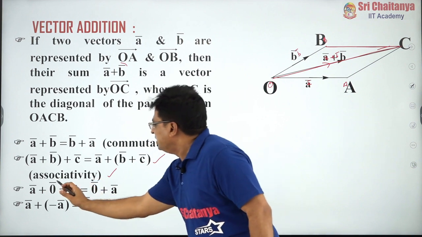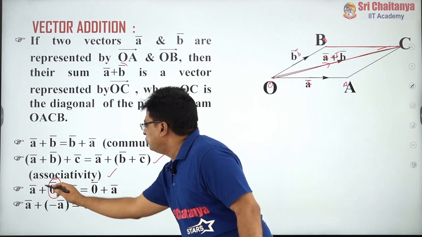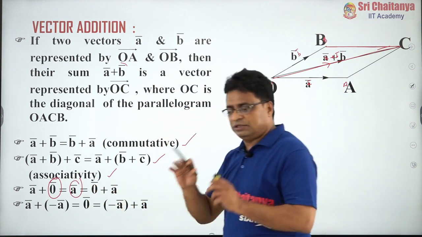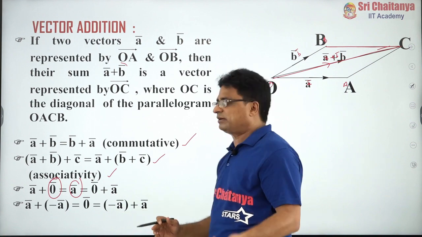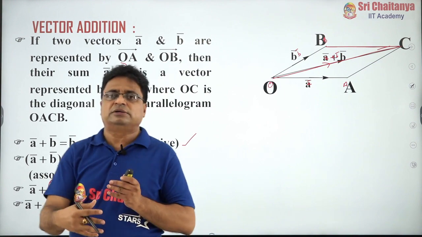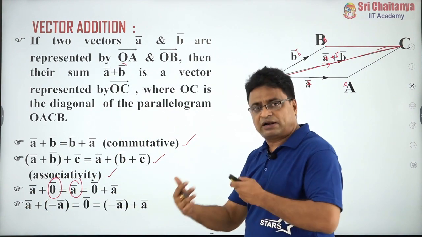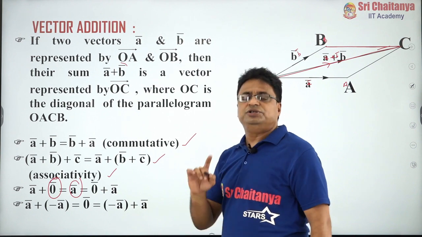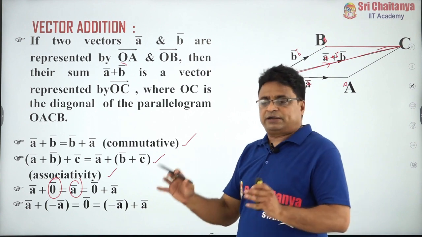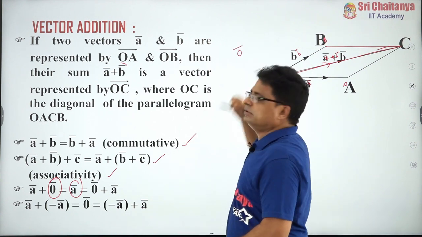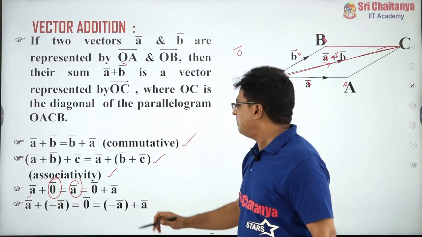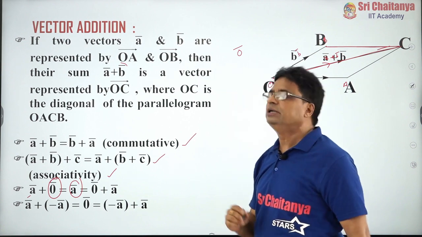And whenever we are adding a null vector to a given vector, the same vector comes. So, if we are adding 0 bar, that means the zero vector, to any vector, the same vector will come. Whenever adding a vector to a particular vector gives the same vector, that vector is called the zero vector or additive identity. In vector algebra, the additive identity is the zero vector, 0 bar. Similarly, if I am adding the negative of the vector, A bar plus minus A bar, then automatically it becomes 0 bar.